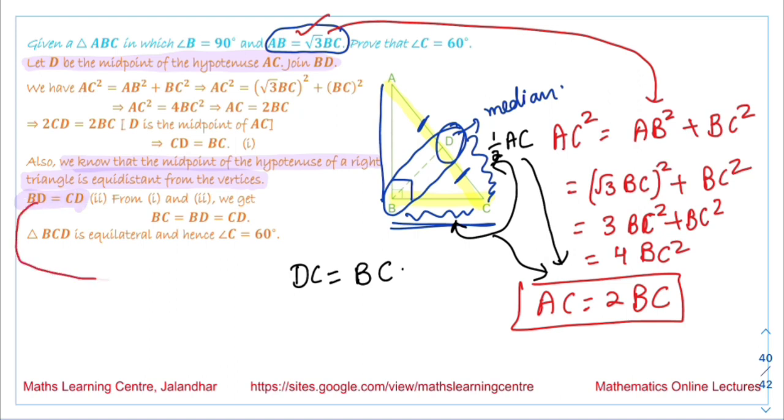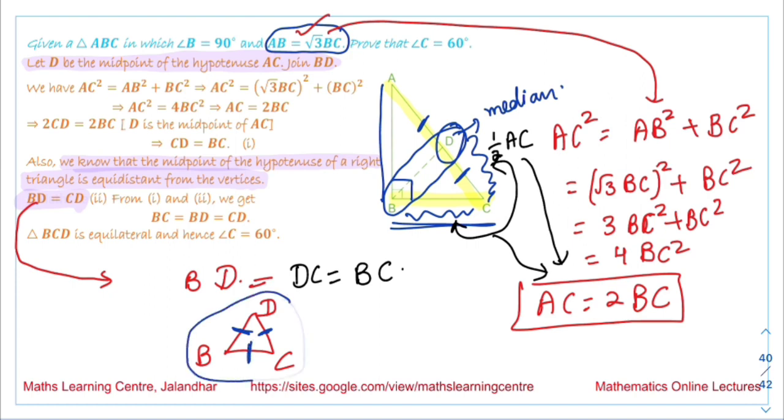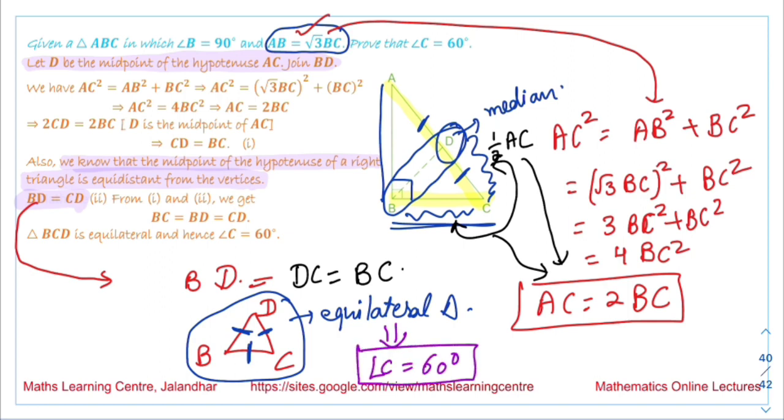Now combining all these results, if we look at this triangle over here, it is DBC. In this triangle we have BD equal to DC equal to BC. It means this triangle is an equilateral triangle. And if it is an equilateral triangle, this gives us angle C is equal to 60 degrees. We get that angle C is equal to 60 degrees, and this is what we have to prove.